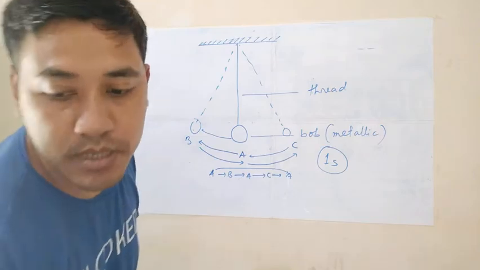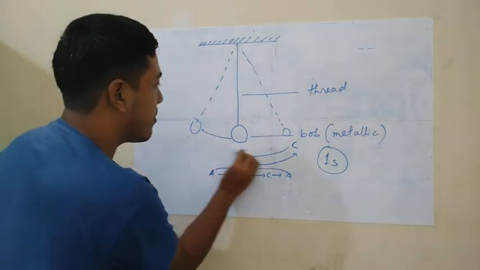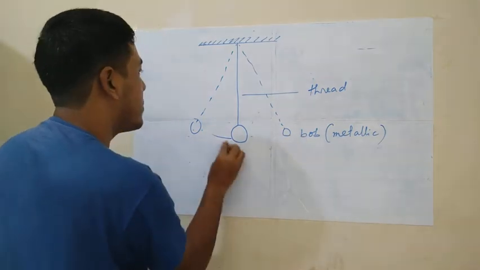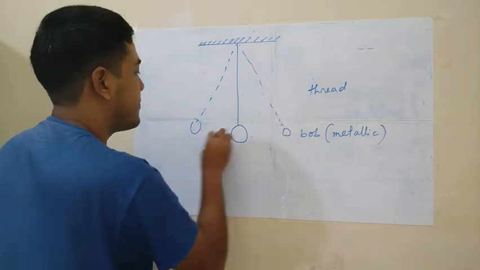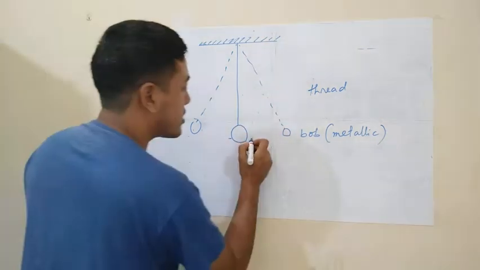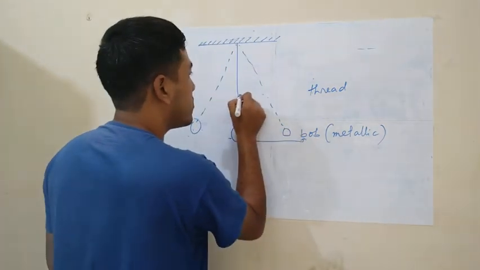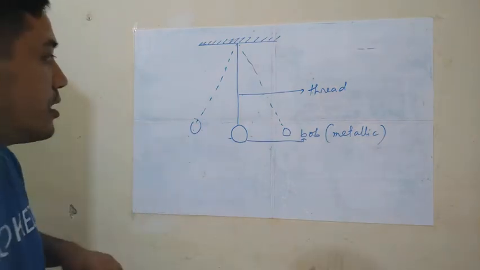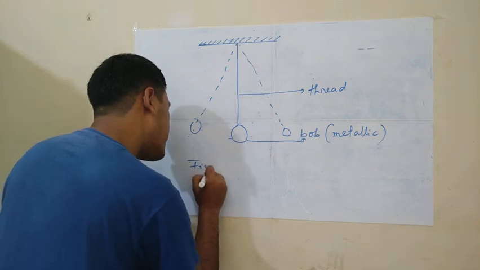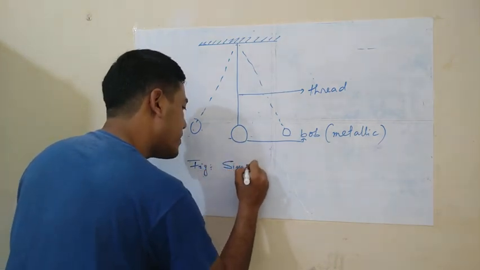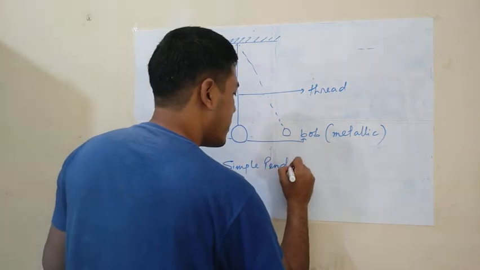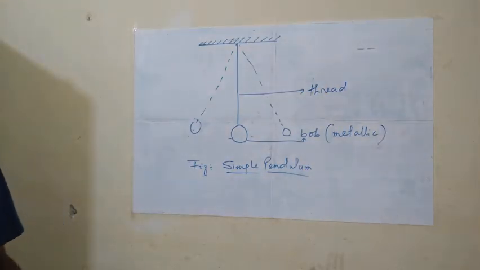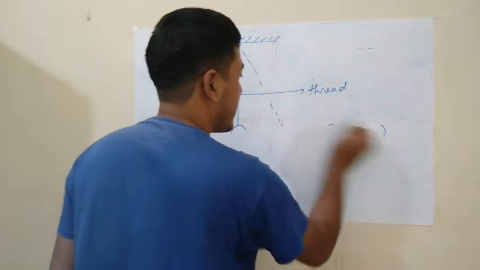Now I will explain the simple pendulum. Please draw this diagram of the simple pendulum. This is known as the bob, and this is known as the thread. Please draw this diagram and write the figure title: simple pendulum. Done.